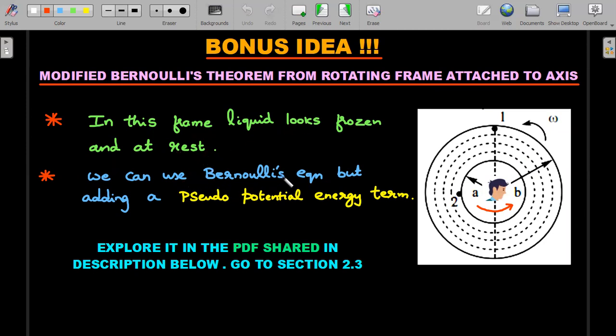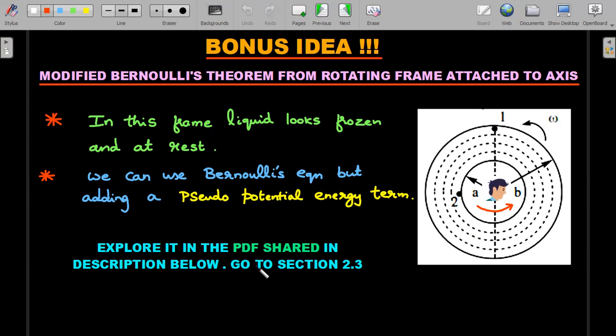And we can use Bernoulli's equation in this rotating frame, provided we use a pseudo potential energy term. Because this person sees a radially outward centrifugal force, which gives rise to a potential energy term, which was absent before. Remember, this is like a pseudo gravity that is radially outwards. I don't want to waste the time of this video exploring that, because we have solved the problem using the rest frame. But those who are interested can explore this idea of pseudo potential energy in the PDF that I have shared in the description below.